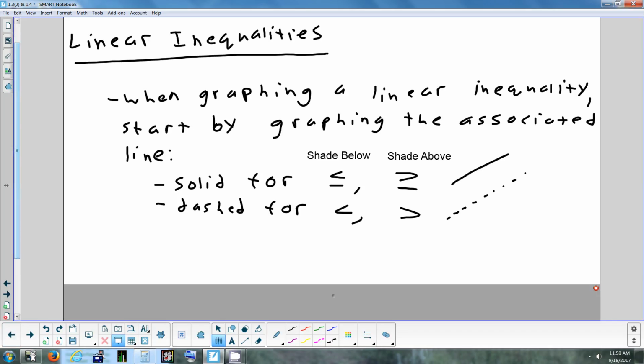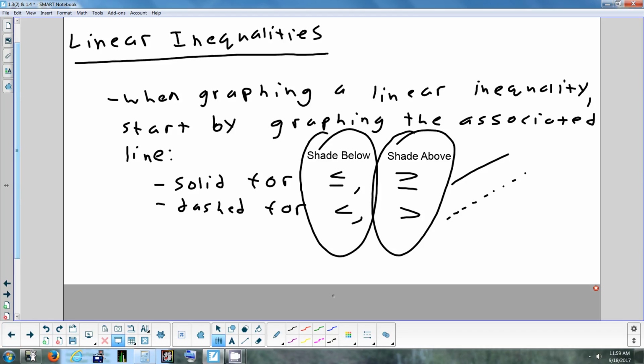And then the second step, I kind of built it right into what's above. You either shade above this line or you shade below. You shade below for these 2 symbols. Less than, think less than is smaller, below. Greater than or equal to, shade above. Okay, so we'll finish up with an example of that.